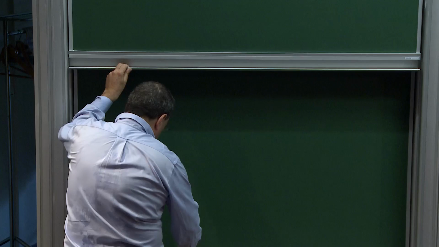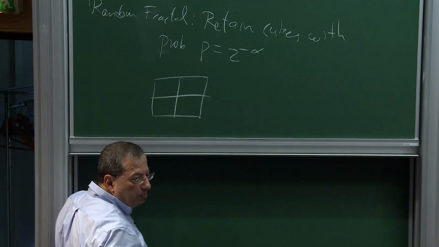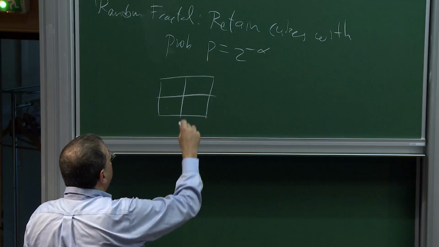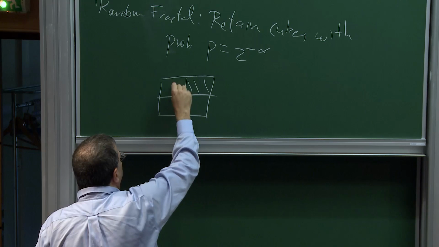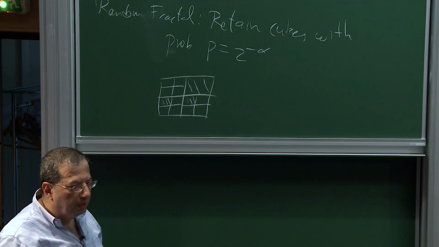Okay, so I'm drawing two-dimensional pictures, but think of three dimensions. So I take the cube divided into three, and each of these cubes I retain with probability p. If I remove it, then it's not going to be in my set. Say I remove this one, now I have these. Each of these I again subdivide, and I retain with probability p, remove with probability 1 minus p, and so on. So this is a classic construction of fractal percolation, but we see that it just corresponds to percolation.